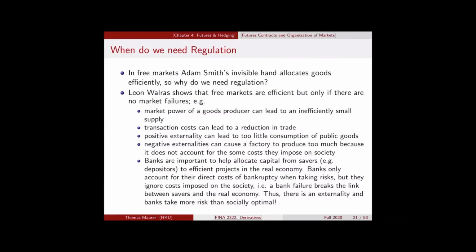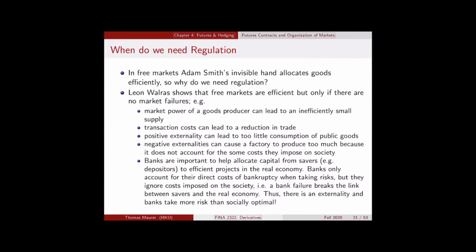Other market failures might be transaction costs. If it is costly to actually trade with each other, well, then there is less trade. And so in that case, there might be some efficient regulation which helps to reduce transaction costs or give additional incentives to trade, to restore again the efficient amount of trading.